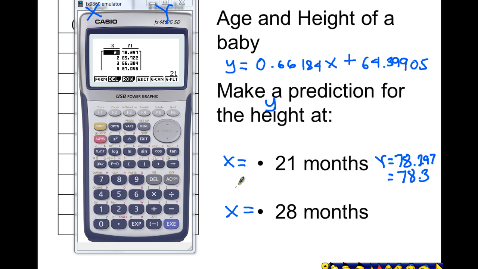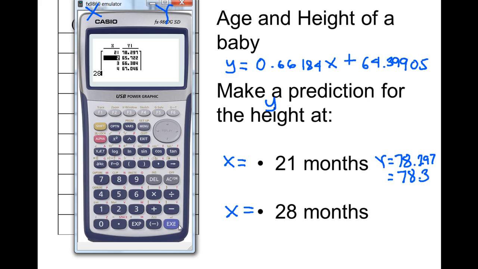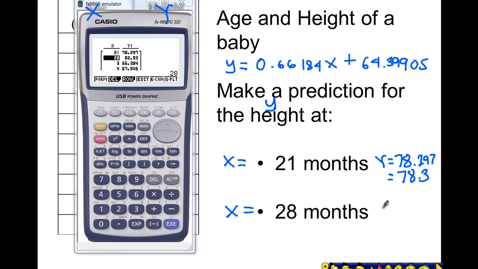Now let's say we would like to predict the height at age 28. We just have to replace the x value here by 28. Say 28, then the y value is 82.93. So at age 28, the height is 82.93 inches.